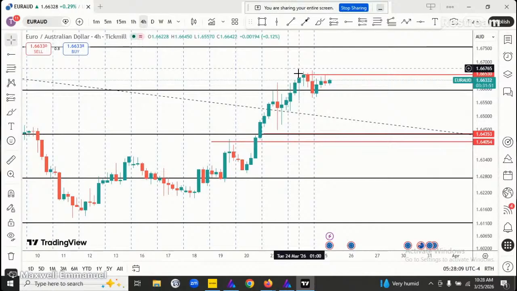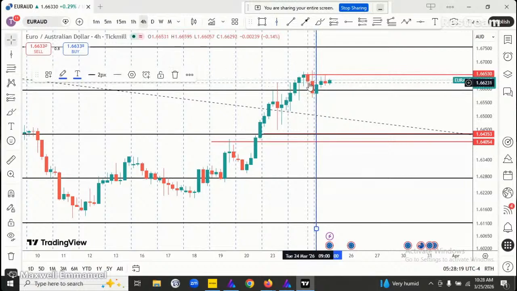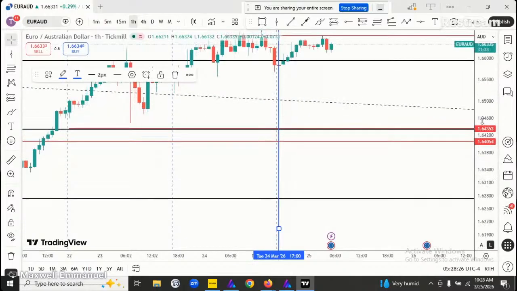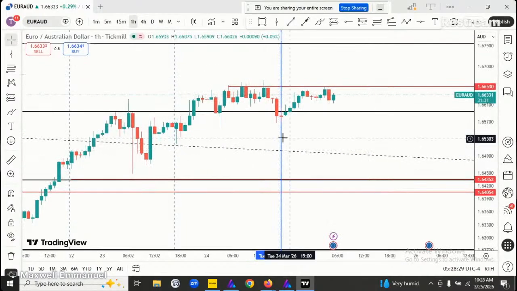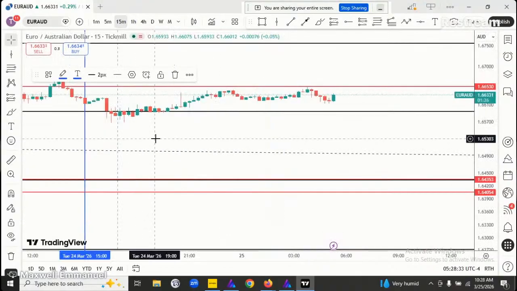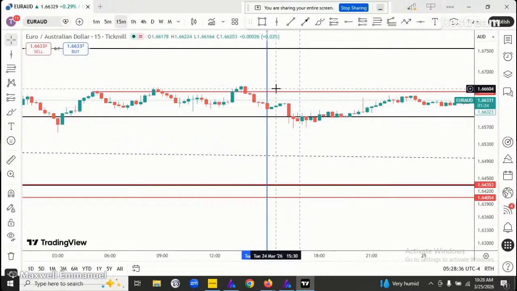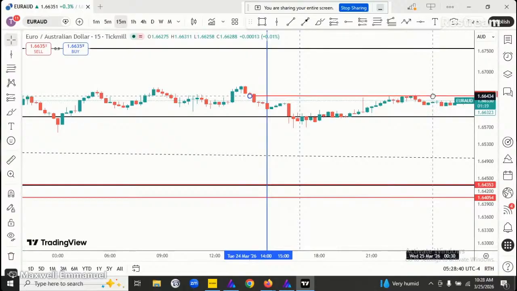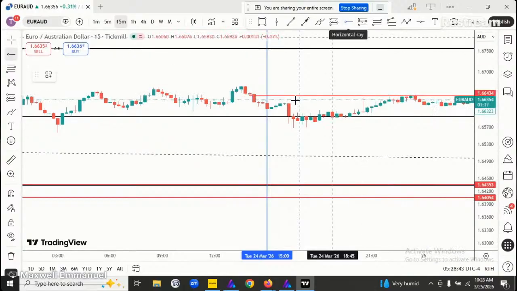You can see the pattern we had here yesterday. We had an engulfing pattern on the 4-hour time frame. I think a fair value gap was created after this engulfing pattern. Let's confirm. This is 1 hour. Let's check 15 minutes. I believe there's a fair value gap. You can see we had this fair value gap. This could be the reason for the buy.